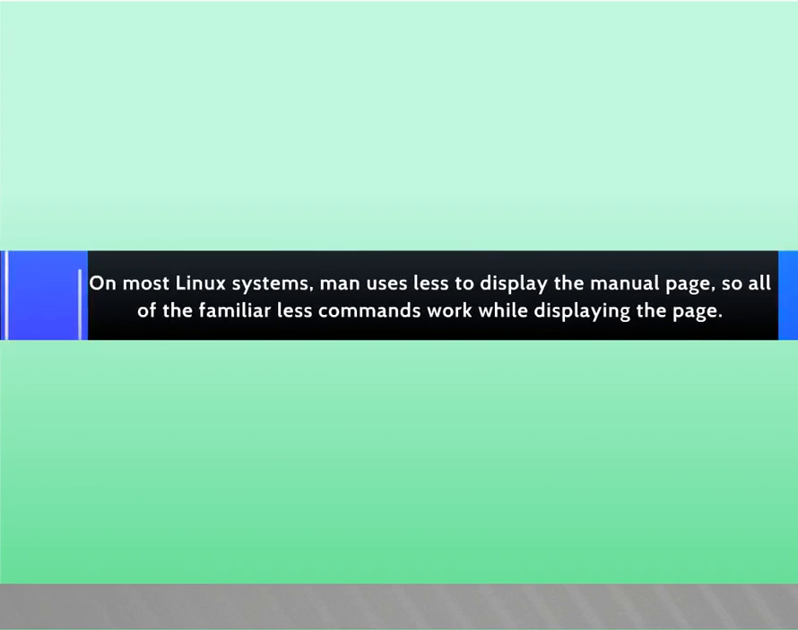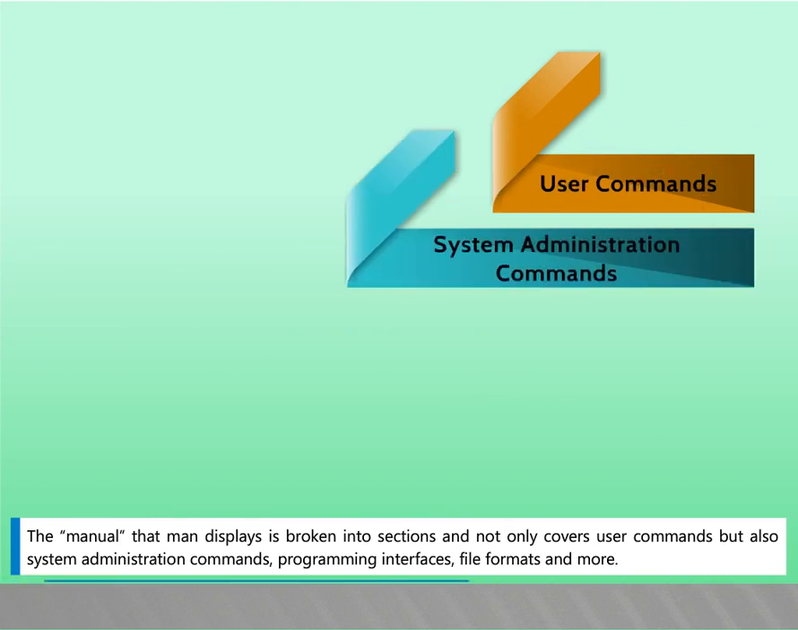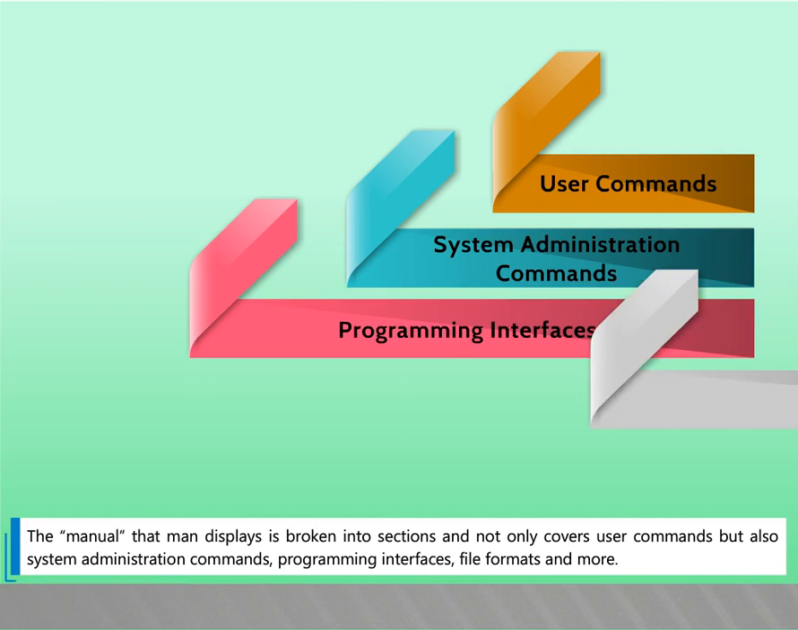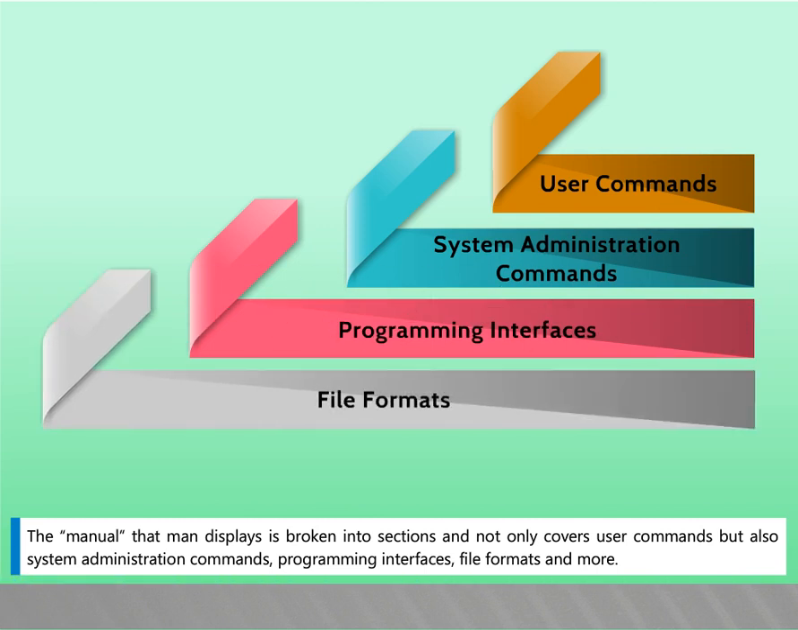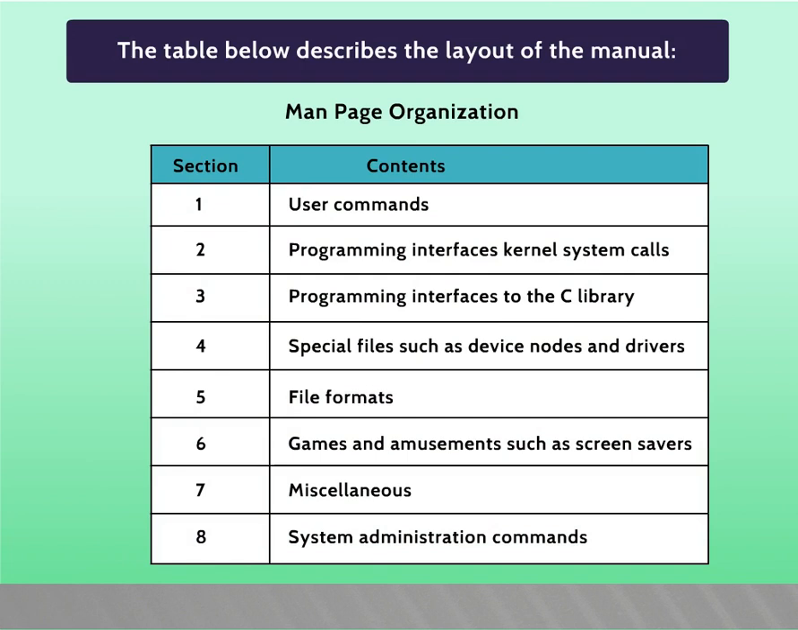On most Linux systems, man uses less to display the manual page, so all of the familiar less commands work while displaying the page. The manual that man displays is broken into sections and not only covers user commands but also system administration commands, programming interfaces, file formats, and more. The table below describes the layout of the manual.